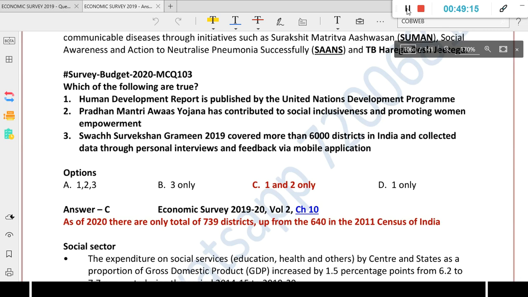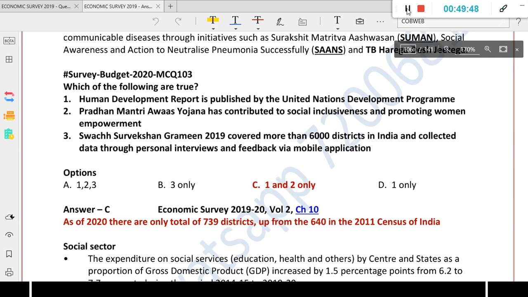And if you see the second statement, what I have mentioned: Pradhan Mantri Awas Yojana has contributed to social inclusiveness and promoting women empowerment. This is true. Why? Because in Pradhan Mantri Awas Yojana, when the house is allotted, it has to be in the name of the woman, or it should be in the joint name of husband and wife. That is why it promotes women empowerment. Also social inclusiveness: the construction workers and all, jobs have been given to everyone, whether transgender, SC, ST, whatever. So it is including everyone in this process, and everyone is eligible for the scheme also. That is why it's social inclusiveness.